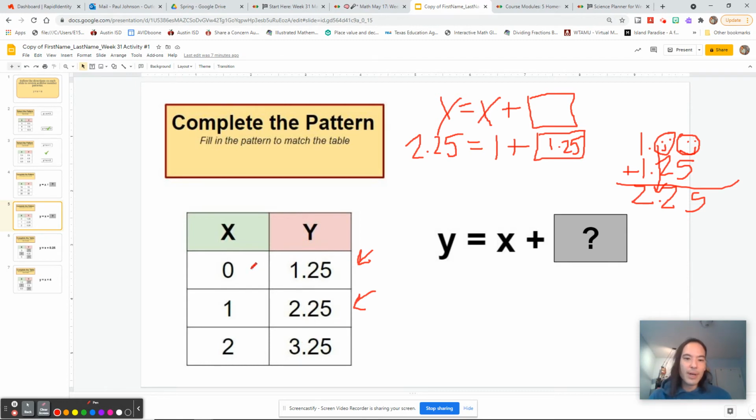Just think about it like money. This is $1.25. If you have $1 and someone gives you $1.25, you have $2.25. If you have $2 and someone gives you $1.25, you have $3.25. So y equals x plus 1 and 25 hundredths. On to the next one.